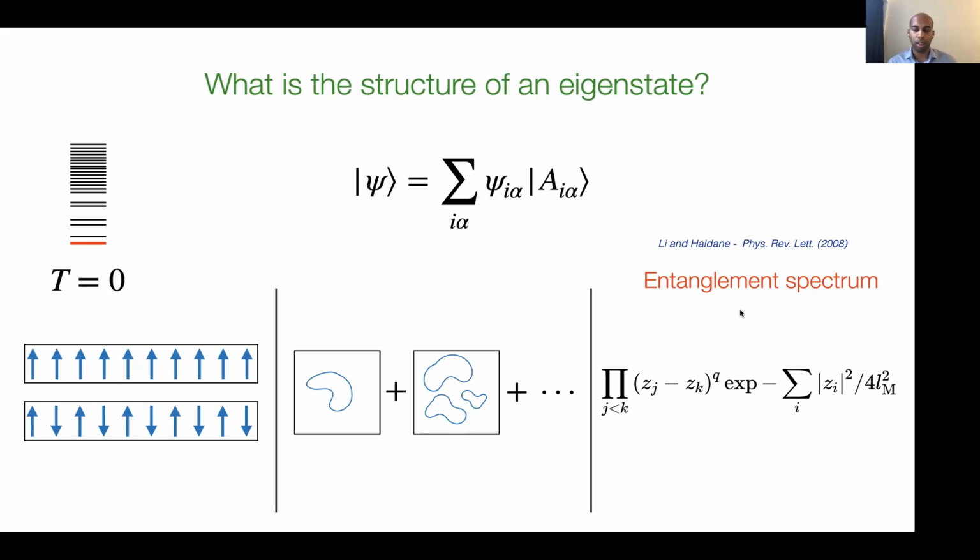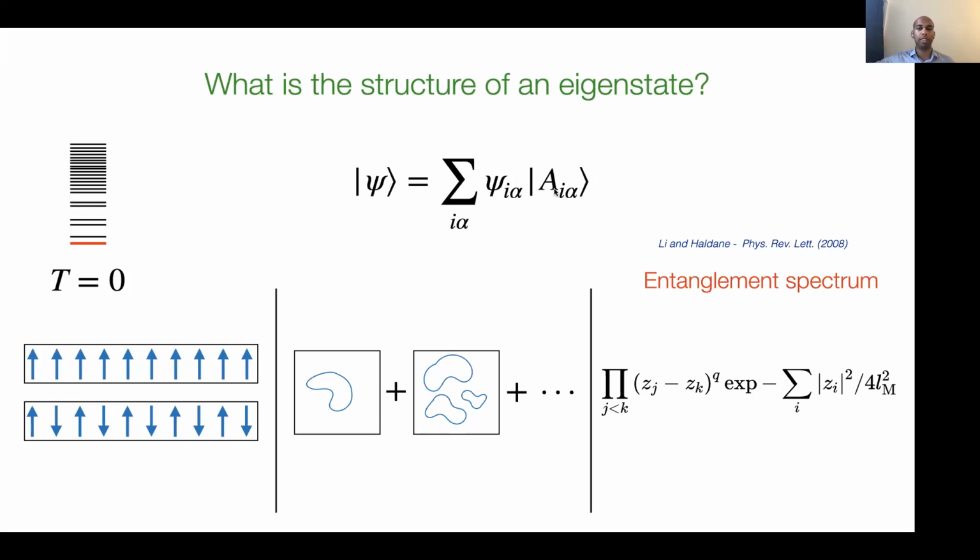Now, Sid, can I ask a question about this? I thought you said that capital A is an eigenstate of some local Hamiltonian, correct? Capital A is the composition. Oh, sorry, I should have talked about notation. A are just basis states. So psi is an eigenstate, and A is just a basis state.